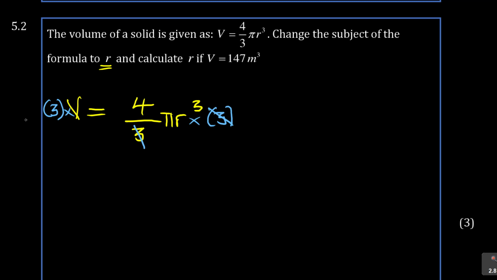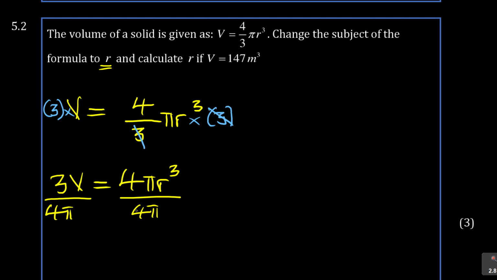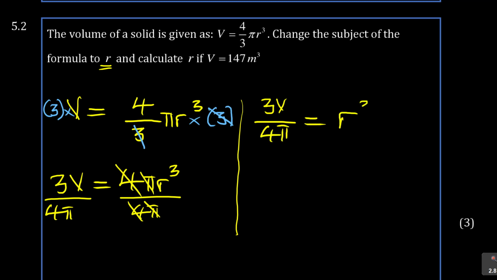So then 3 times v, you have got 3v is equal to 4 pi r cubed. So the 3 is gone. That is how you remove a fraction, you multiply by that. Then from there you divide by 4 pi instead. Then what you do on the left, you do on the right, divide by 4 pi. The 4 goes and the pi goes. Then what you have now is 3v over 4 pi is equal to r cubed.